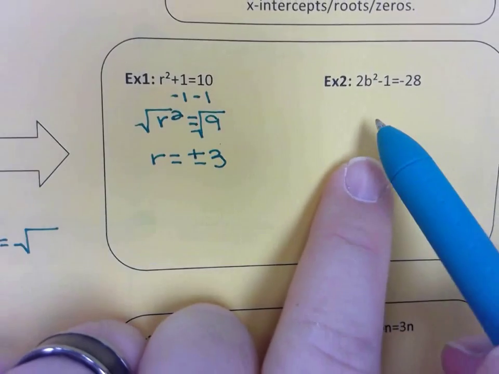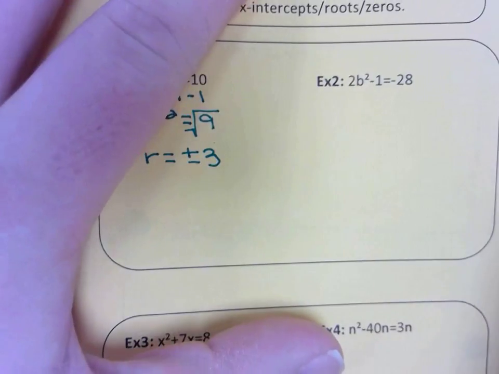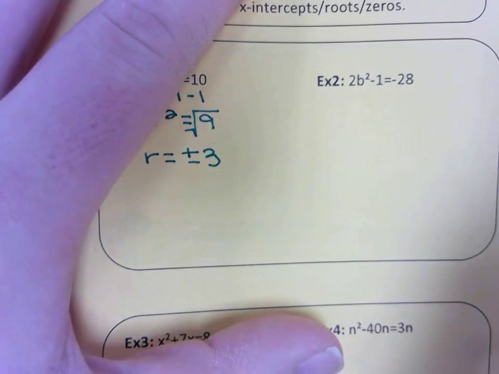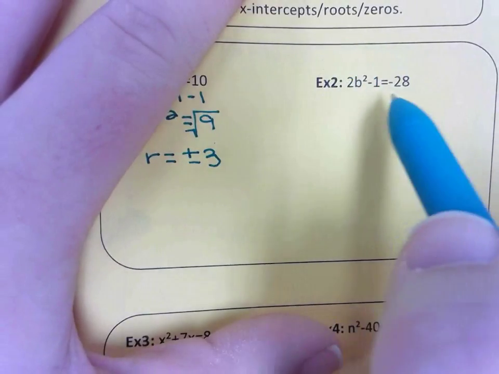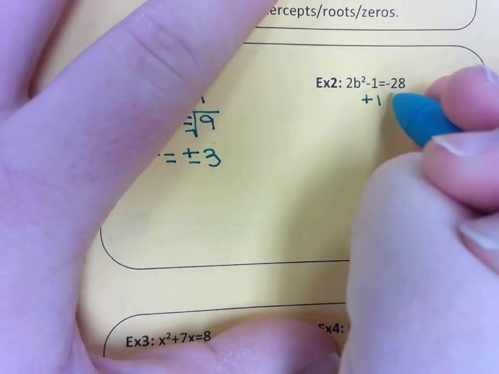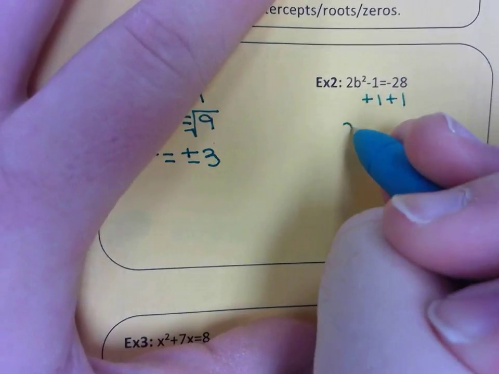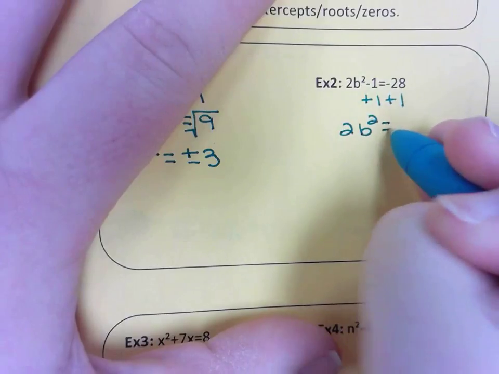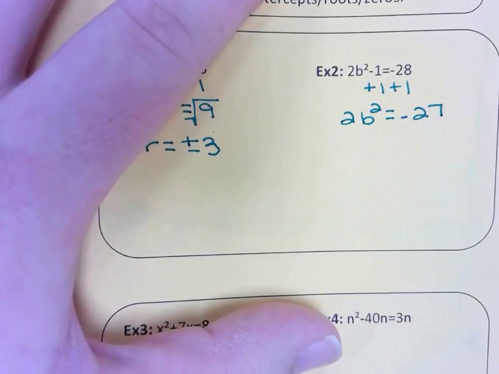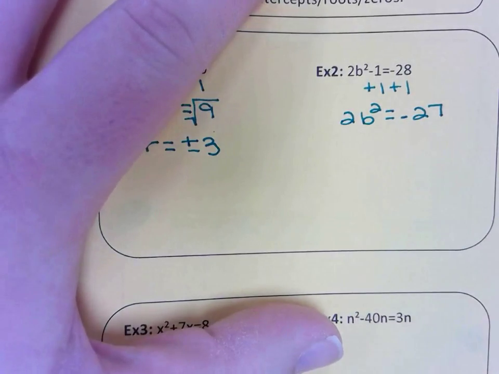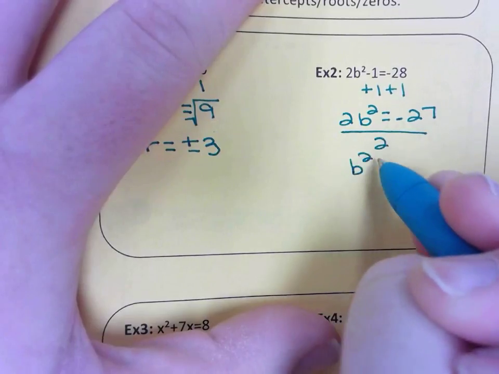Example 2, as I look at example 2, why can I use the square root method? There's no single b term in this case, so no single middle x term or b term. So I'm going to add 1 to both sides because I want to get b squared by itself. So I'm adding 1 to both sides. I get 2b squared equals what? Negative 27. Divide by 2, so b squared equals what?